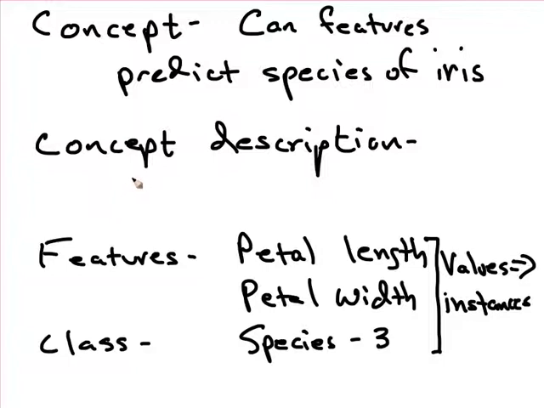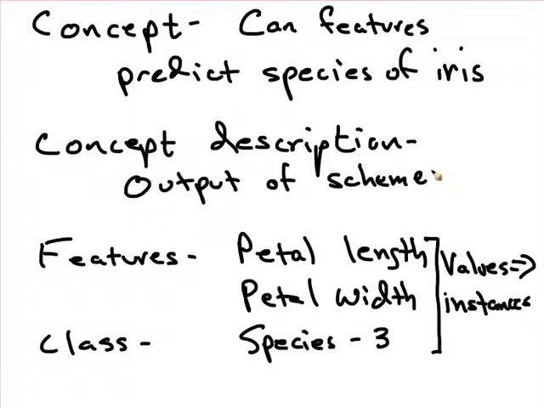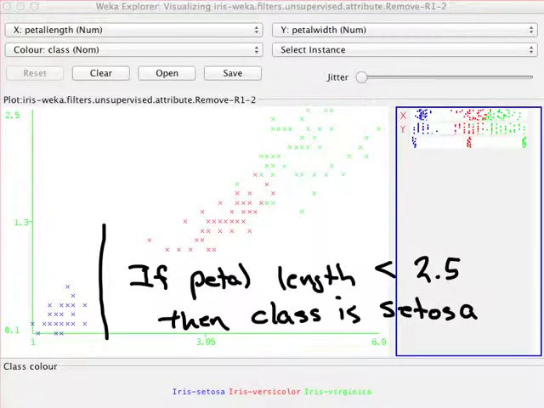The author distinguishes between concept and concept description, which is a little bit of splitting hairs, but he says the concept description is the output of the data mining process, or the output of the scheme. So what does that mean? Well, in this case, it means that we used a classification scheme that told us this one rule. It gave us this rule back as output. The input was all the data, and this right here was our output.